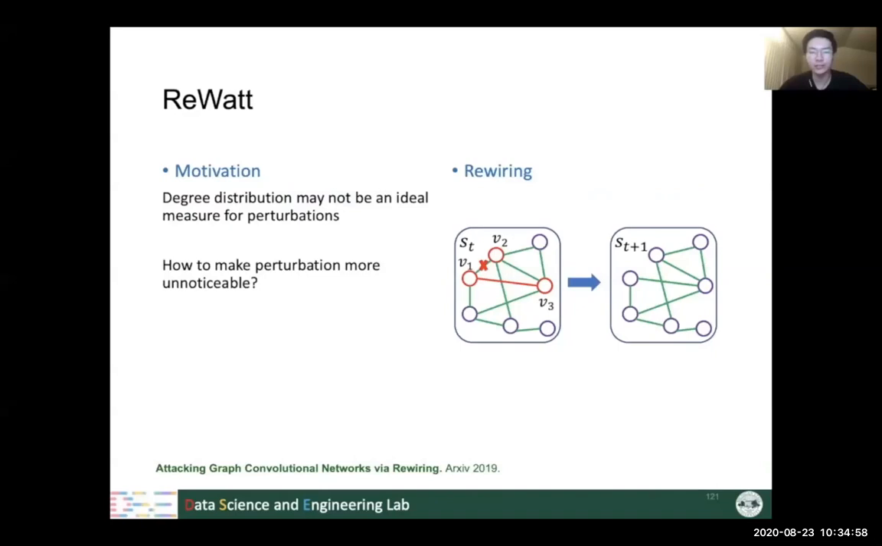Remember that a single rewiring operation involves three nodes, V1, V2, and V3, where we remove the existing edge between V1 and V2 and add an edge between V1 and V3. Note that in reward, we constrain V3 to be the second hop neighbor of V1 in our setting.